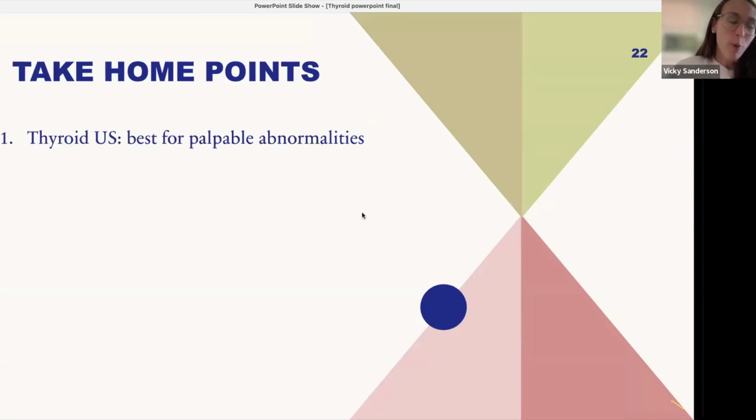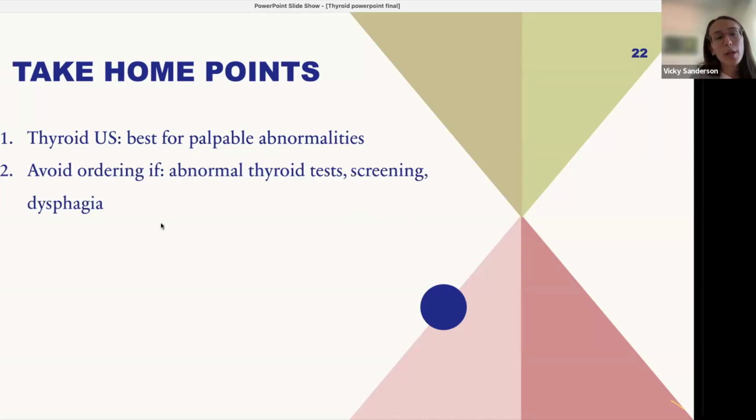So really some take-home points for approach to neck mass and imaging. Thyroid ultrasound is best used if you have that midline neck mass or goiter, enlarged thyroid gland, and if you can palpate an abnormality, we're fairly concerned about that. Avoid ordering again if there's abnormal thyroid tests or if it's for screening. Be very careful with that dysphagia workup again. It has its own clinical pathway for tests to order and what to do based on the clinical scenario. But certainly if that person has a palpable thyroid abnormality and there is dysphagia, very reasonable to order that thyroid ultrasound.